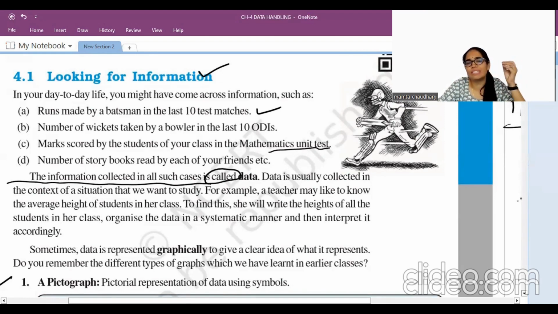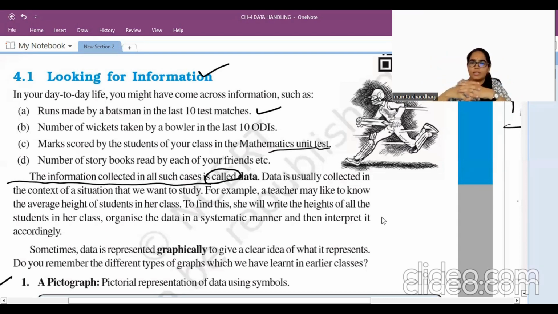Number of storybooks read by each of your friends. You can ask how many storybooks they have read. One can say 5, one can say 2, one can say I did not read any, one can say 15 also. So what are all these? These are data. Why? Because these are providing you certain information. So basically what is data? Data is nothing but information.